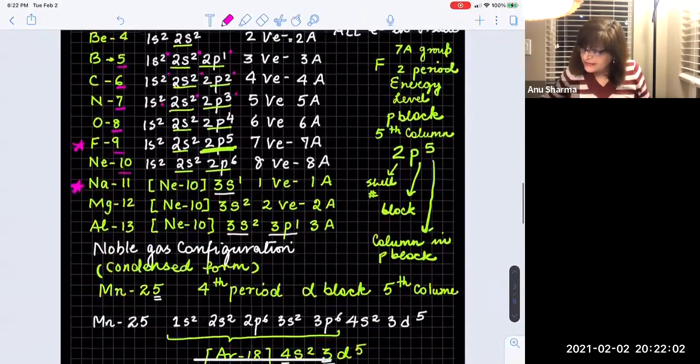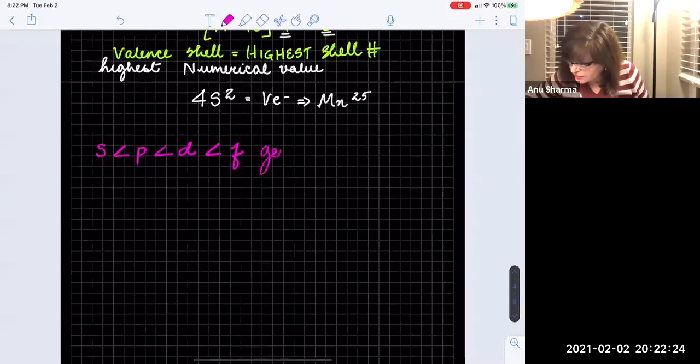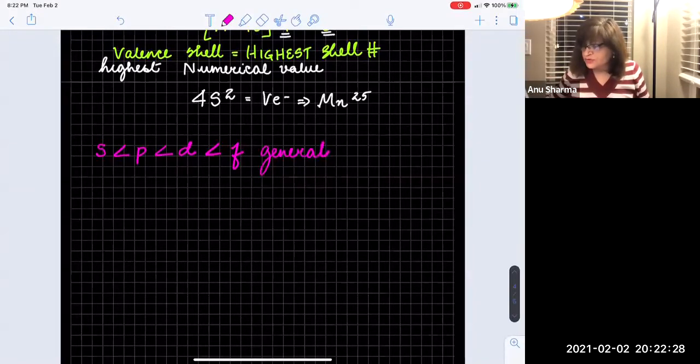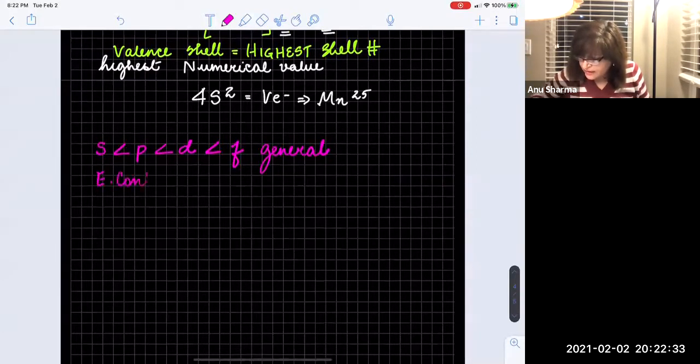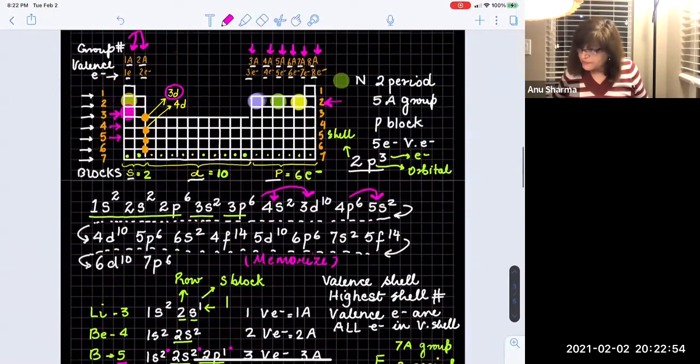The reason is the energy levels, okay? So we see that S is in general a lower energy state than P. P in general is a lower energy state than D, and D in general is a lower energy state than F. This is general. But when it comes to electronic configuration, there can be differences. We see that 4s2 is a lower energy state than 3d10, okay? And 3d10 is a lower energy state than 4p. So this is all in the increasing order of their energy state, arranged, this whole thing you see here, okay?